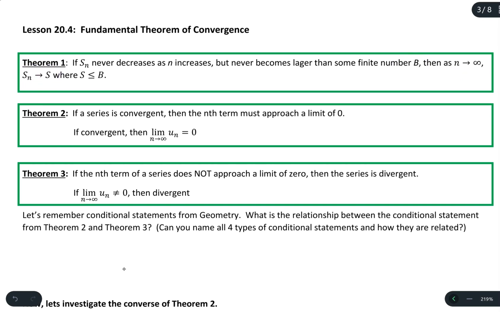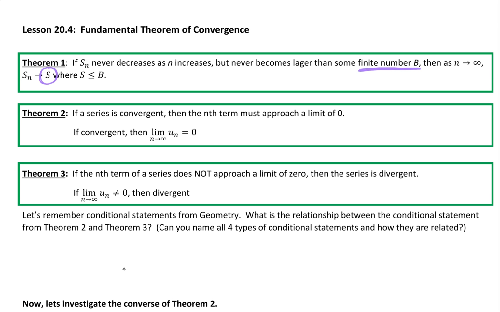Remember that notation for S, this is here our infinite series notation. So as n is going to infinity for S sub n, that's going to approach the infinite series value where S is less than or equal to that finite number b value that is in the hypothesis of this theorem. So this is something that we've been talking about for a while, but we just never really formalized it in this way.